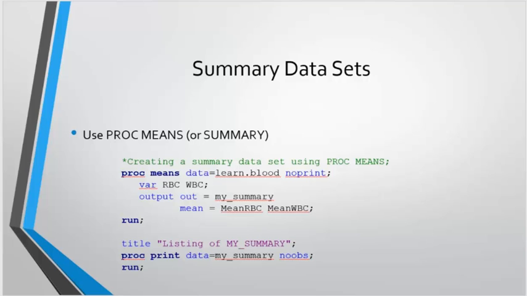Here you can see I can create this output with either PROC SUMMARY or PROC MEANS, but what I'm doing here with the OUTPUT statement in my PROC MEANS is I'm outputting the summary statistics into my summary. And I'm labeling the mean red blood cell count, mean RBC, and the mean white blood cell count, mean WBC.